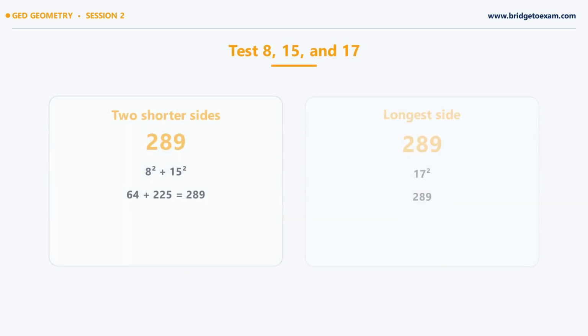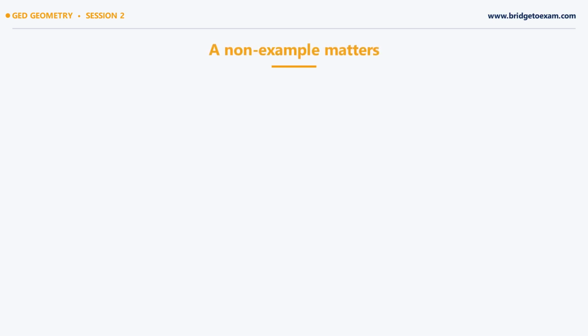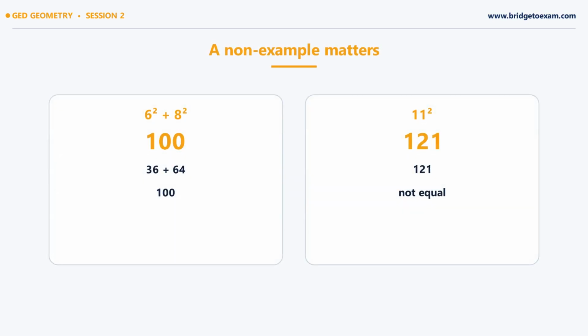For side lengths 8, 15, and 17, 17 is longest. 8 squared is 64, and 15 squared is 225. Their sum is 289. 17 squared is also 289. The values match. Now, test 6, 8, and 11.